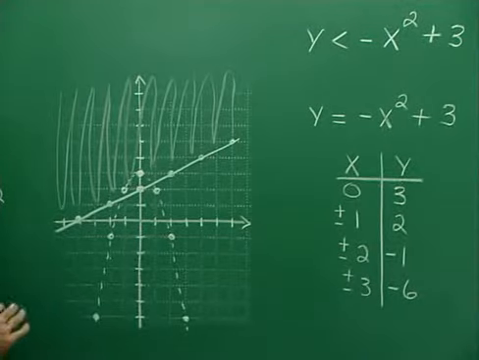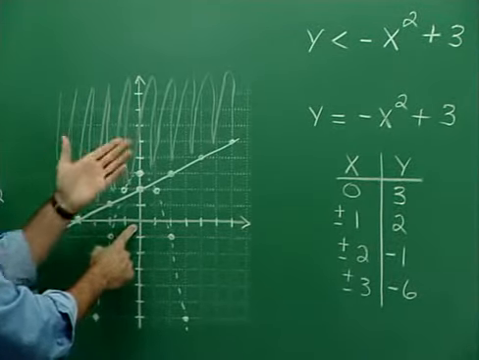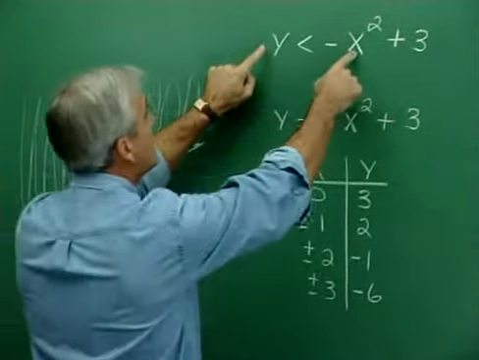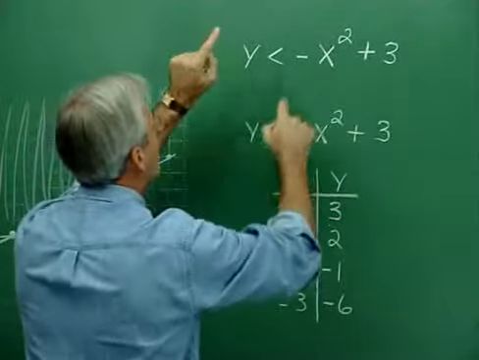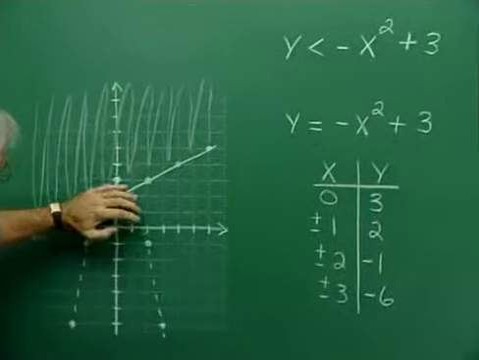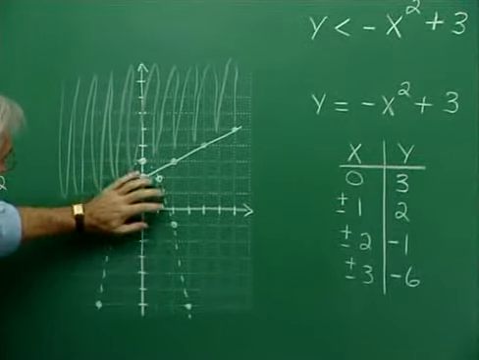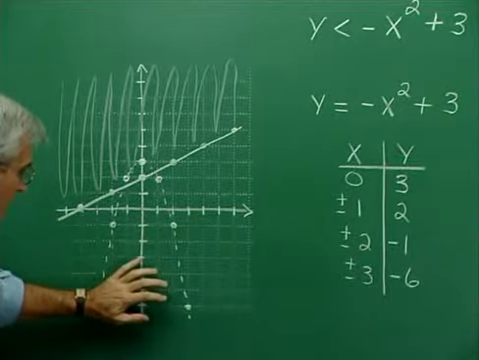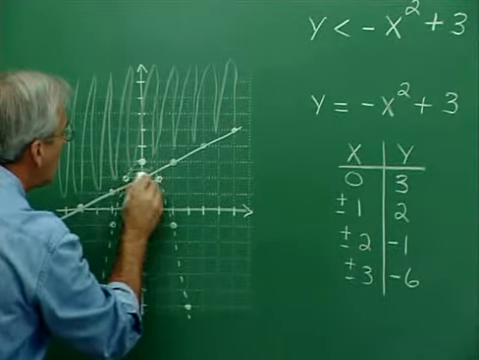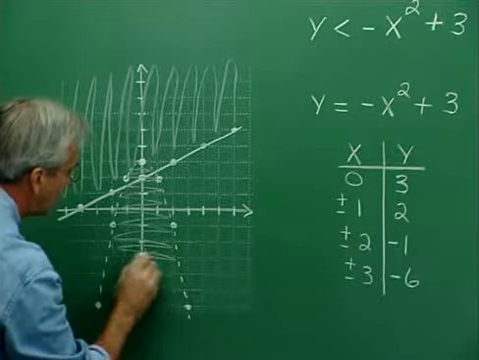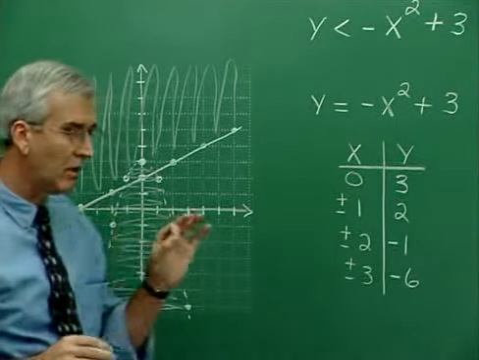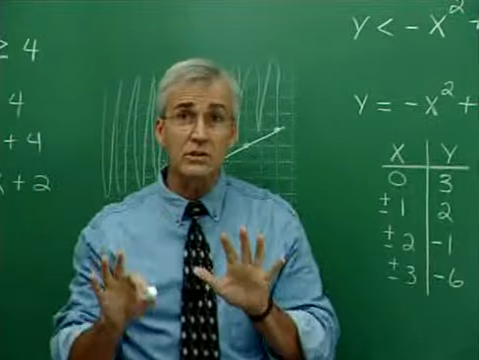Well, once again, we can use the origin as a test point for that inequality. Let's see, the coordinates would be 0, 0. If I put 0, 0 in place of x and y, I would have 0 is less than 3. That's true. So this then is the solution region for this inequality. Now I can shade here if I'd like. Let's see, I'll shade in this region.